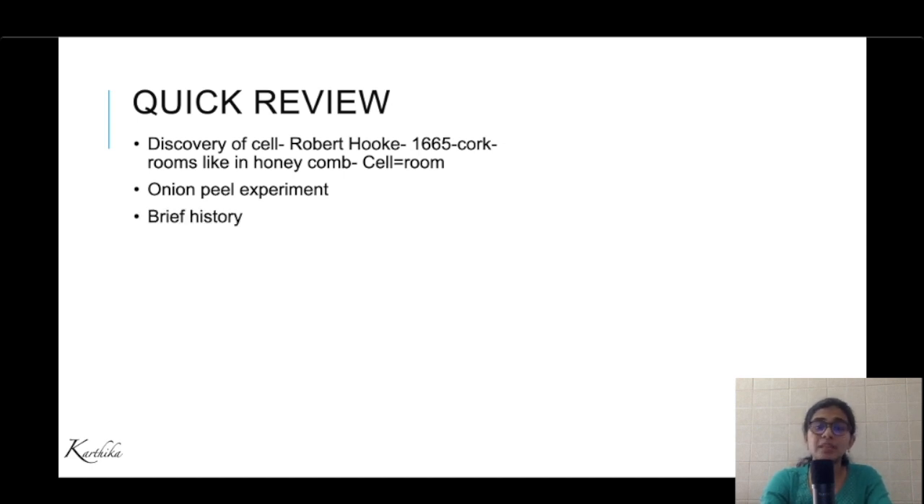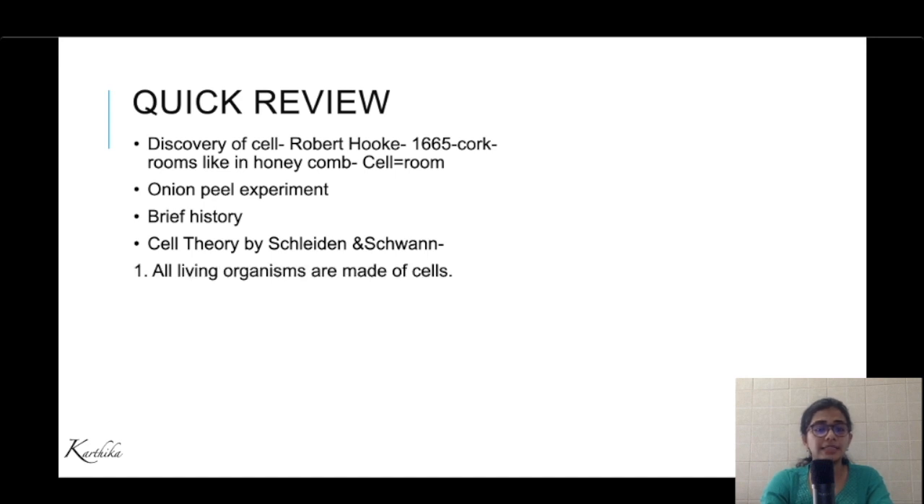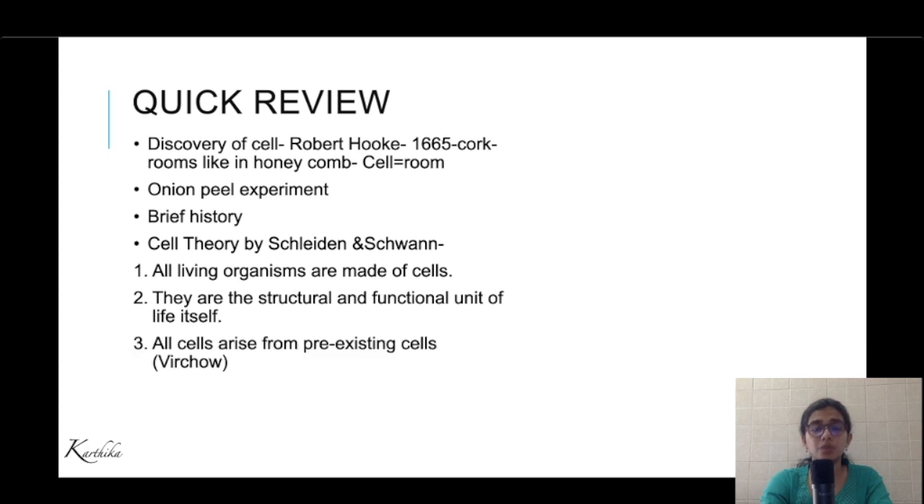Then we saw the brief history behind the story that we know about cells right now. And we learned about the cell theory formulated by Schleiden and Schwann. It says that all living organisms are made of cells. They are the structural and functional unit of life itself. And all cells arise from already existing cells, which was added by Virchow.